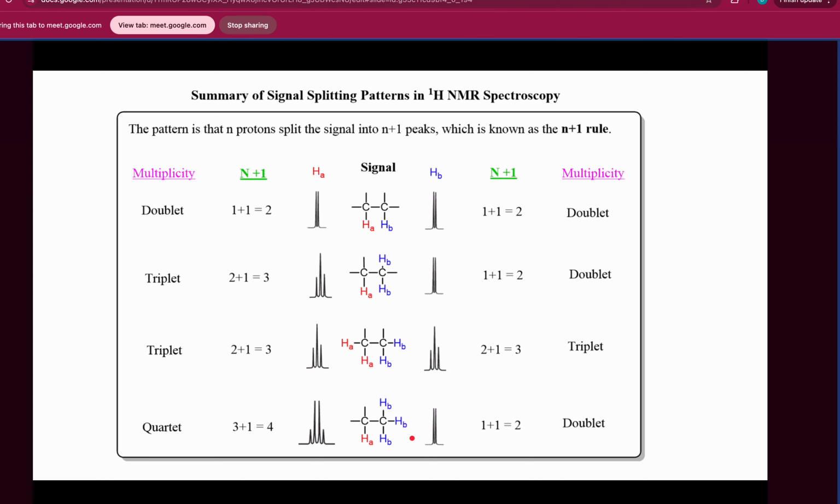Similarly, let's consider this particular example. In this case, HA is linked to a carbon having three protons. So all these protons have the ability to couple their spin with this HA. So the peaks which we will observe will be 3 plus 1, that is 4. And if there are four peaks, then that is known as a quartet. So these are some of the terms which you must be aware of.